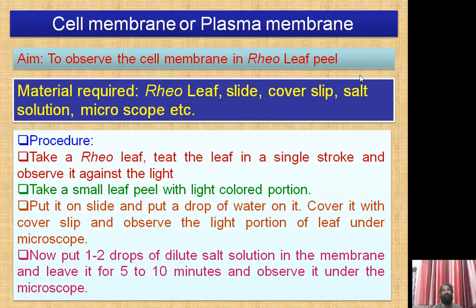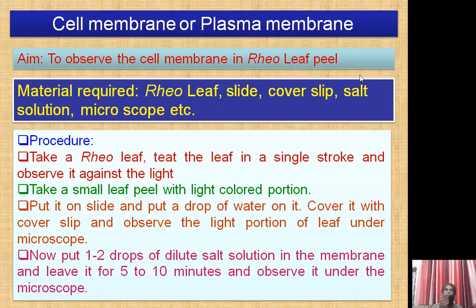First you take a Rhoeo leaf. Bend the back side and tear the leaf in a single stroke. When you bend it and tear the leaf in a single stroke, automatically you observe a very light colored portion. You take a small light colored portion from the leaf and place it onto the glass slide.